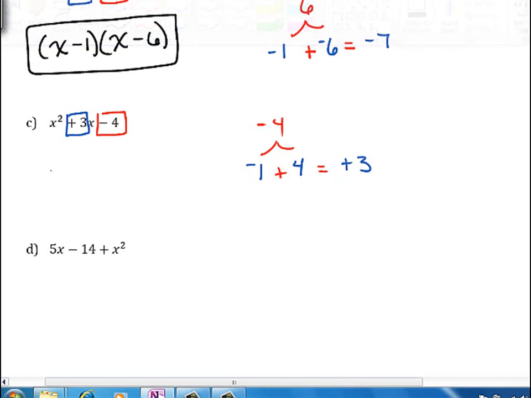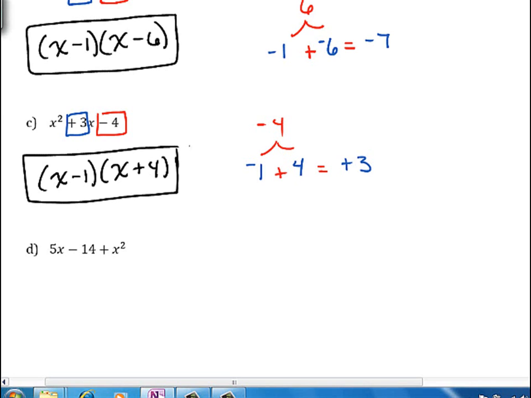So now to factor this, it's going to be x, and then the minus 1 from here, and then x, and then the plus 4 from here. So it factors as the quantity x minus 1 times the quantity x plus 4.